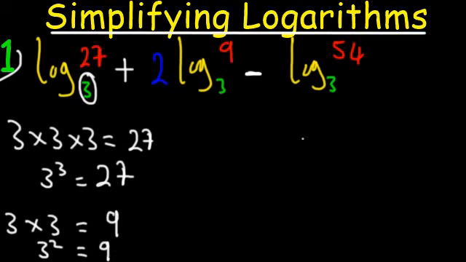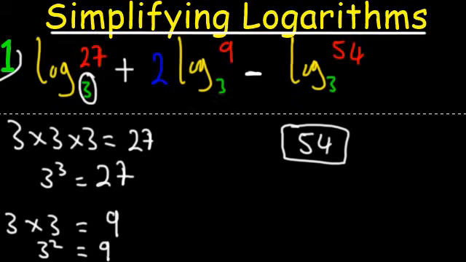But you notice that for 54, there's no way we can keep on multiplying 3 by itself and later on end up having 54. It is actually impossible. So for a problem like this, there's something you need to do. But before we go into that, let's try to deal with the ones we have first. Okay? Hopefully you are following.